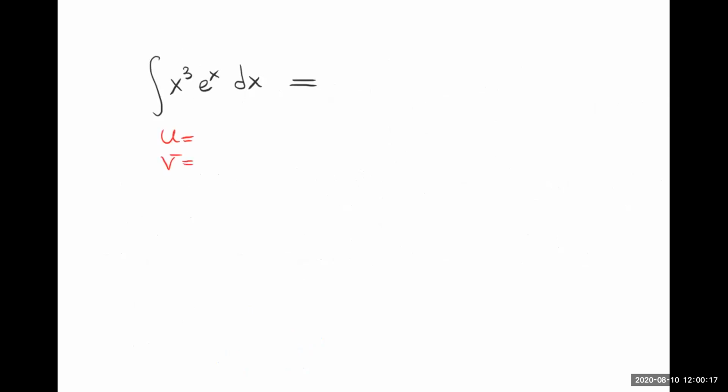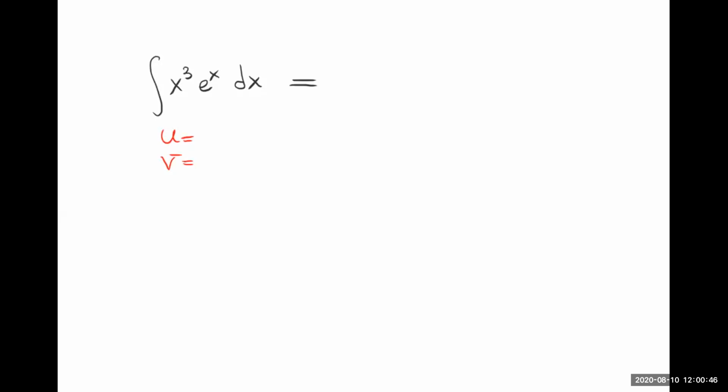Okay. If you've reviewed your integration by parts, tabular integration is very easy here. Yeah, it might be, but let's stick to integration by parts. So what is u here? What is v here? The point is that there is a part which I want to take its derivative. I want to take the derivative of x cubed, right?